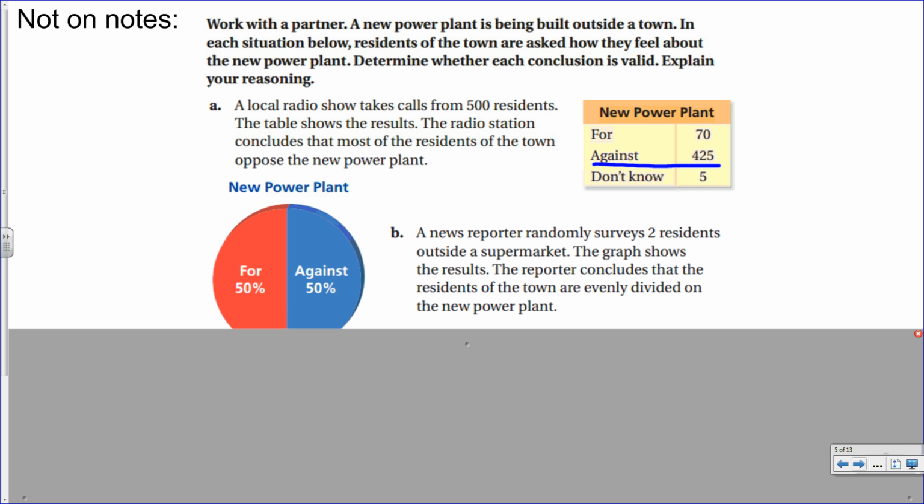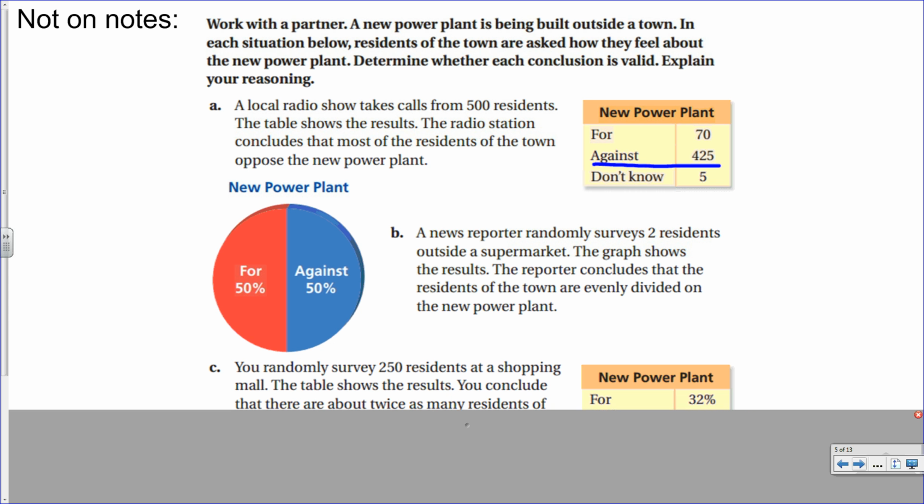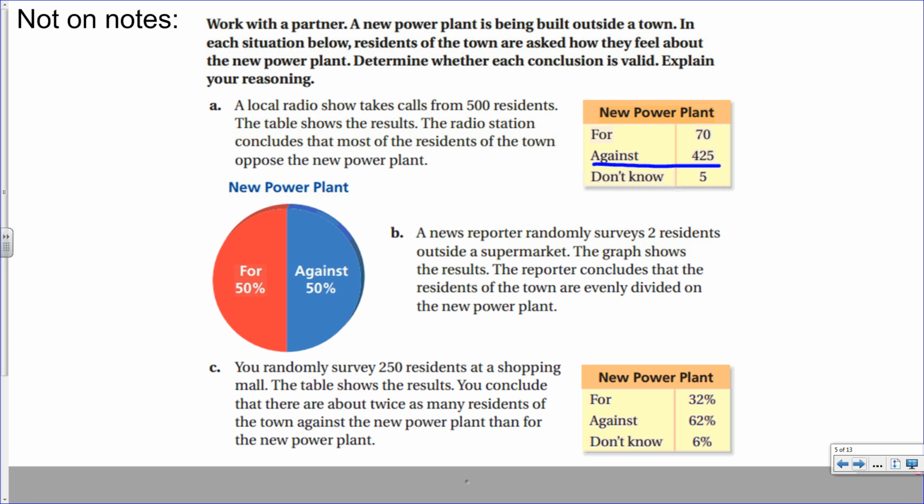Here's the next one. A news reporter randomly surveys 2 residents outside a supermarket. The graph shows the results. The reporter concludes that the residents of the town are evenly divided on the new power plant. Is that the appropriate one? Or you randomly survey 250 residents at a shopping mall. The table shows the results. You conclude that there are about twice as many residents of the town against the new power plant than for the power plant. So you have 3 sets of data. You pick which one you think represents a valid conclusion.